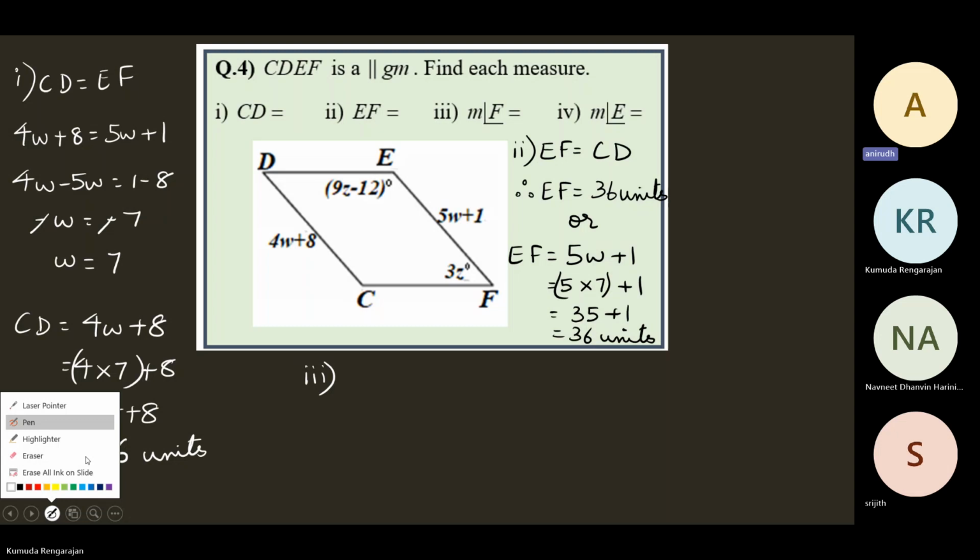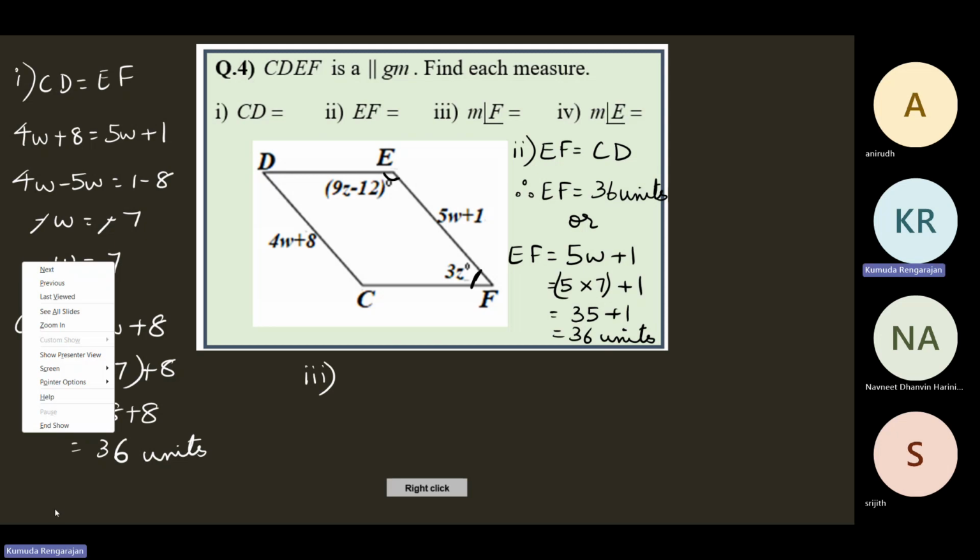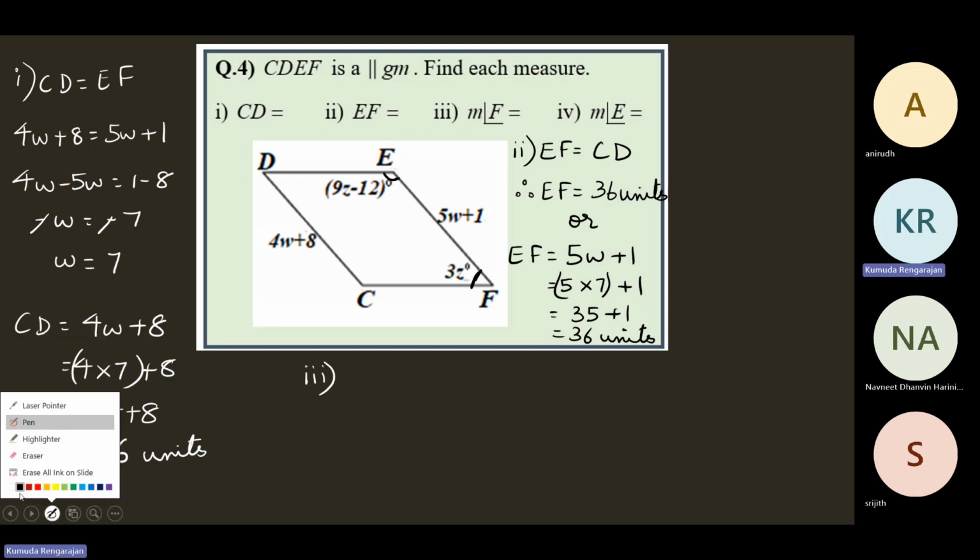Ma'am, 9Z minus 12 degrees plus 3Z is equal to 180 degrees. This angle is 9Z minus 12. Very good, because they are adjacent angles. Yes, ma'am, adjacent angles are supplementary.